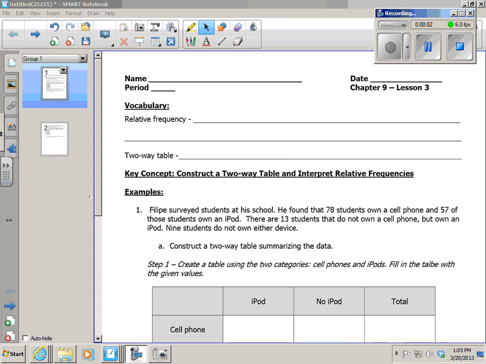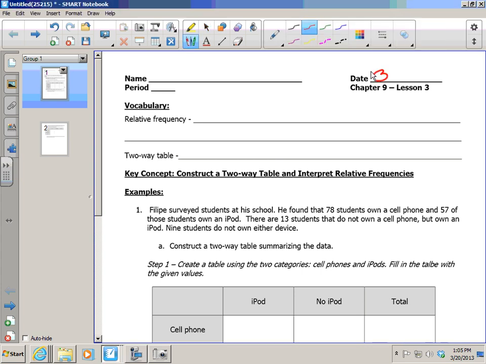So these are the notes for Chapter 9, Lesson 3. And we are using the date 3/21/2013.